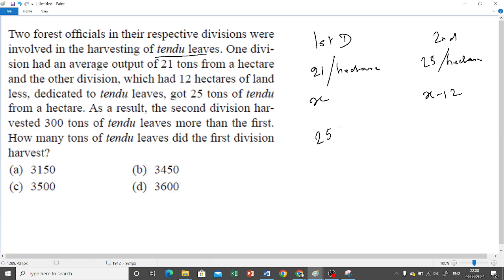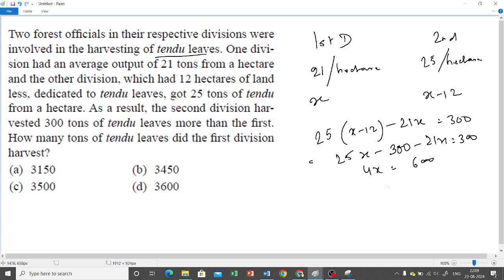So 25 into x minus 12, minus 21 into x, that is going to be 300. X is 150. So how many tons of tendu leaves were obtained from the first division? 21 into x, which is 3150. That's it. Understood? Niladri? Yes, sir.